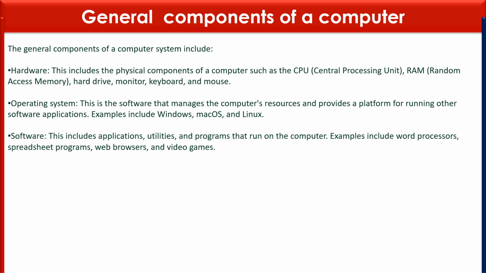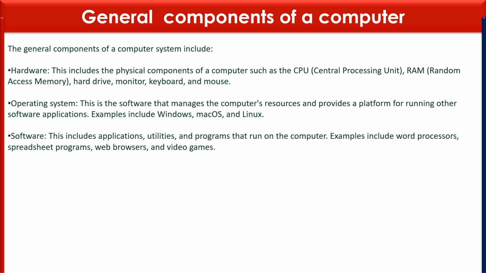The general components of a computer. The general components of a computer system may include hardware, operating system, and software. The hardware includes the physical components of a computer, such as the CPU, the central processing unit, the RAM, which is random access memory, the hard drive or hard disk drive, the monitor or computer screen, the keyboard, and the mouse.